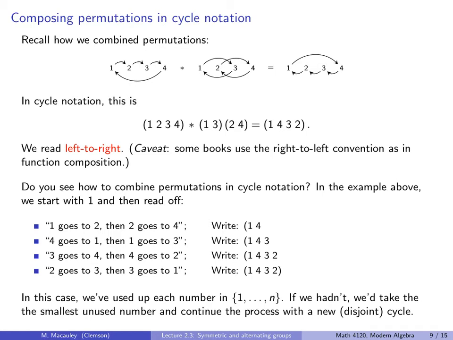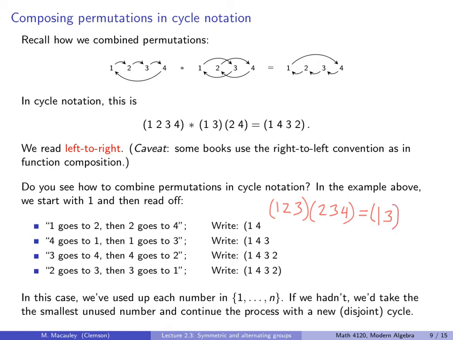Let me do an example of this so you can see what I'm talking about. So let's take (1 2 3) times (2 3 4). Let's start with 1. It's the smallest number. 1 goes to 2, and 2 goes to 3. So we write 1 goes to 3. Now where does 3 go? 3 goes to 1, and 1 is fixed by this permutation, right? So that means 3 goes back to 1.